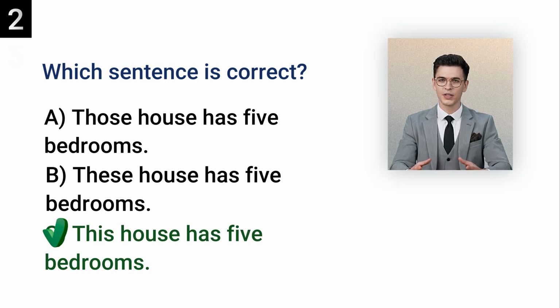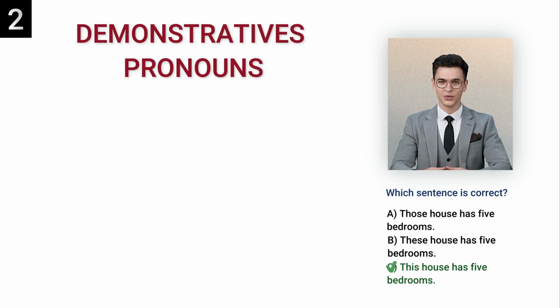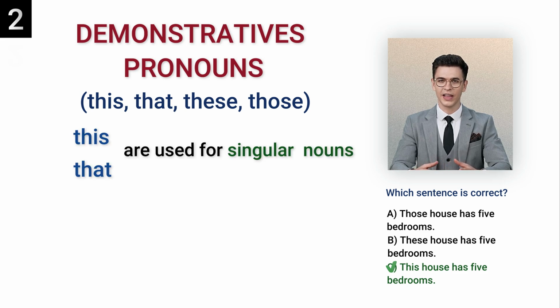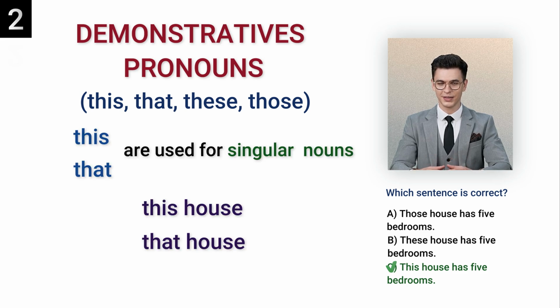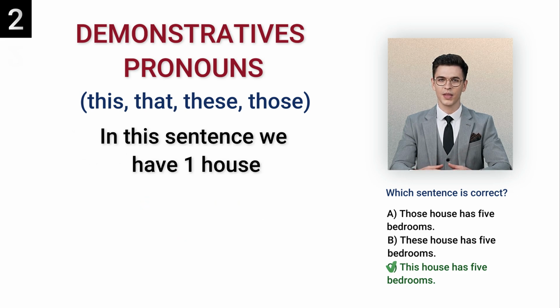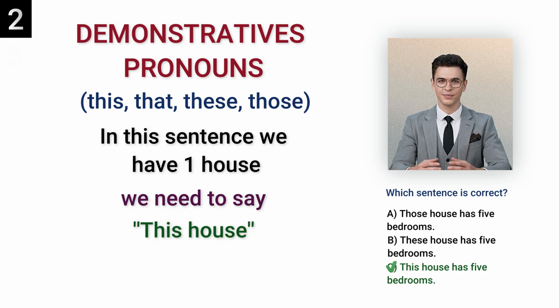The correct option is: this house has 5 bedrooms. We have demonstrative pronouns: this, that, these, those. This and that are used for singular nouns, like this house and that house. Those and these are used for plural nouns: these houses, those houses. In this sentence we have one house, so we need to say this house.